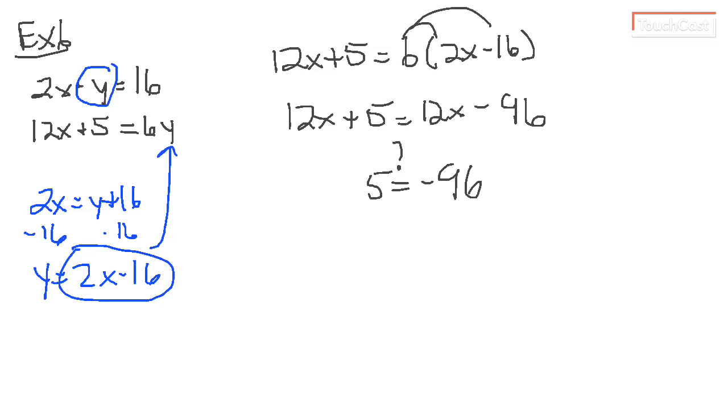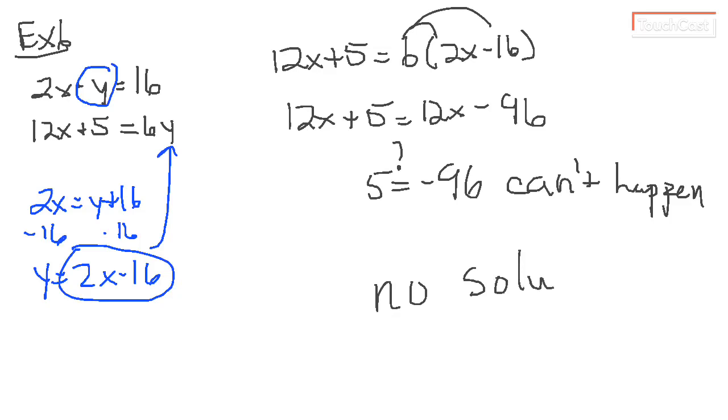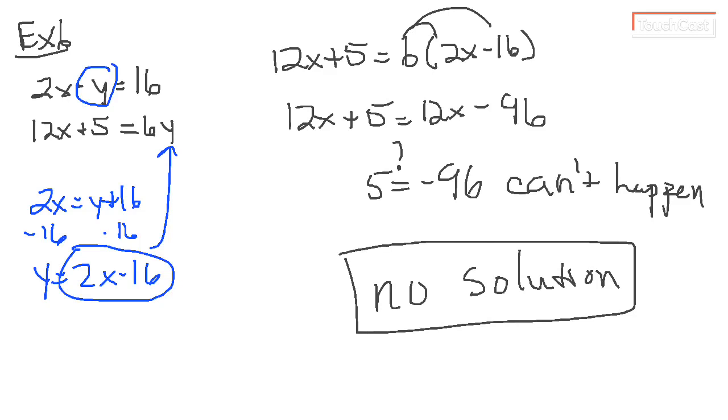If we ever get to a point while we're solving a system of equations like this, where we get one side equal to another and they can't actually be equal, this can't happen. We say we have no solution. There is absolutely no number we can plug in for x that would give us a true statement, which means these two lines are parallel.